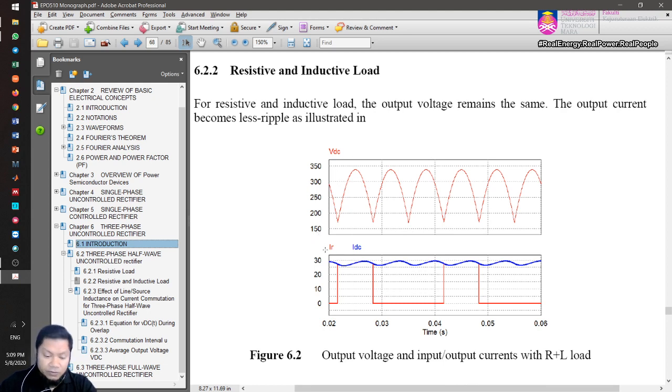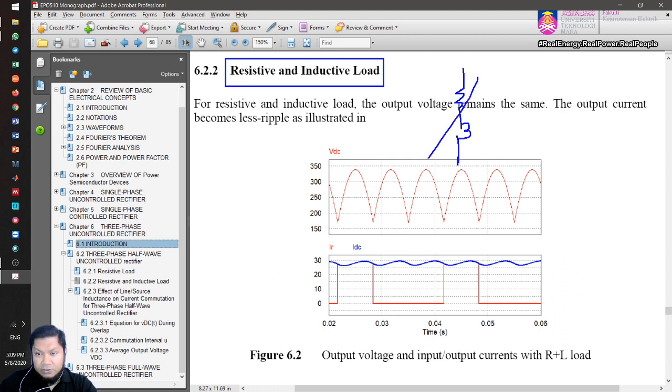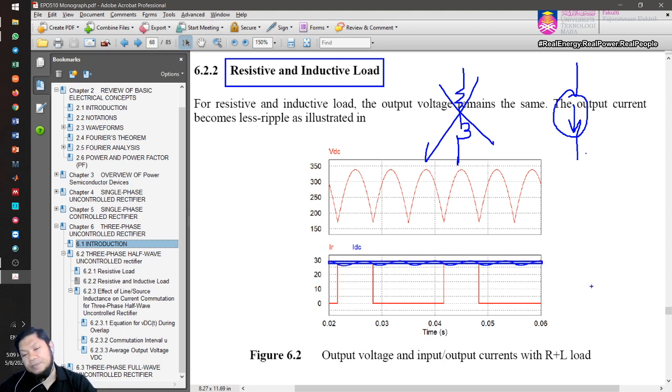And therefore, normally we're going to replace that with a constant current, isn't it? We remove R plus L, and we normally put a constant current. So what happens if you have a constant current? This will become flat, isn't it? So the current becomes flat.